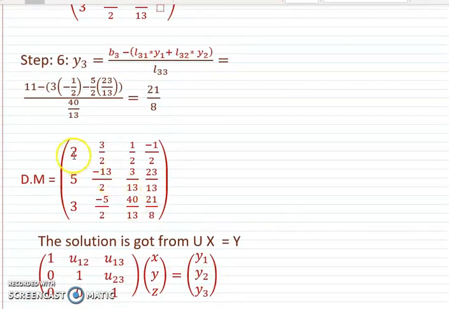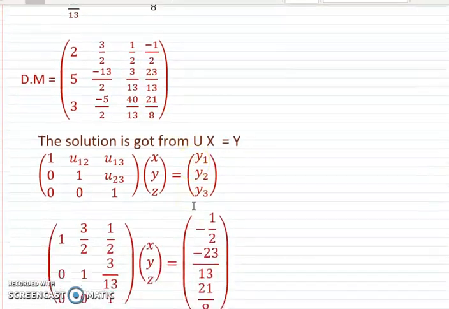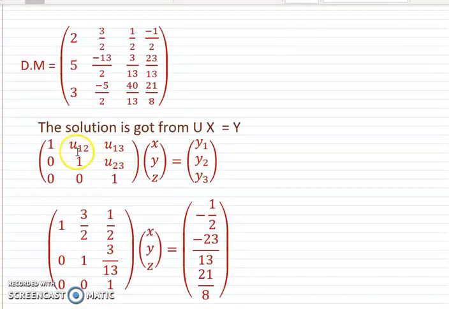Finally, the derived matrix takes the following form: 2, 3 by 2, 1 by 2, minus 1 by 2, 5, minus 13 by 2, 3 by 13, 23 by 13, 3, minus 5 by 2, 40 by 13, 21 by 8. But we require only the elements U12, U13, U23, Y1, Y2, Y3 to find the final solution. But to calculate these values, the U's and Y's, we require the L's also. So we have found all the L's, all the U's and Y's.